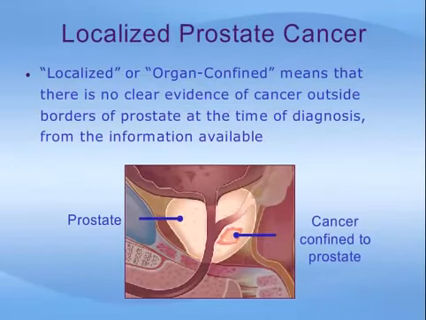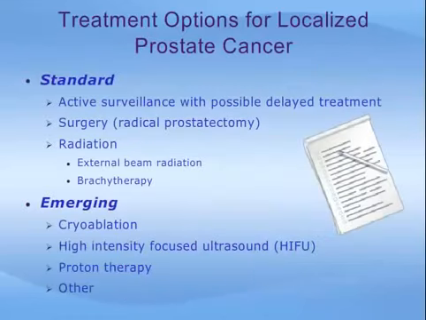Localized or organ-confined prostate cancer means that there is no clear evidence of cancer spread outside the borders of the prostate at the time of diagnosis, based on the information available, meaning the PSA, the digital exam, and the biopsy report. There are many treatment options available for localized prostate cancer. Accepted standard options include active surveillance with possible delayed treatment, surgery called a radical prostatectomy, and two types of radiation: external beam radiation and brachytherapy. The rest of this module discusses external beam radiation in more detail.